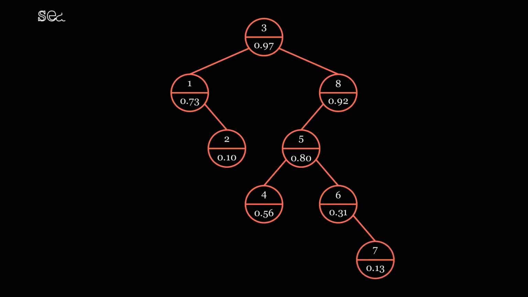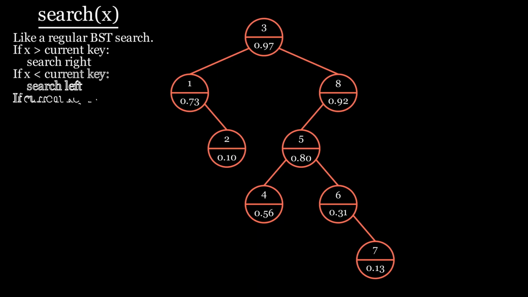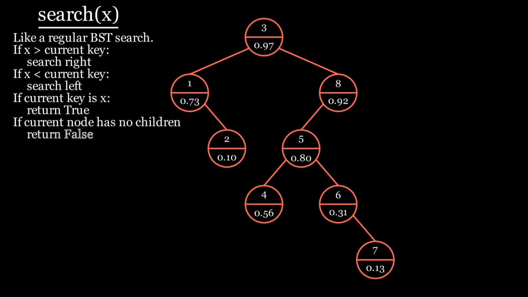Let's take a look at the search function. Searching in a treep is the exact same as searching in a regular binary search tree. You simply start at the root, and if the value you're looking for is greater than the value of the current node, you'll go to the right subtree and search that. If the value you're looking for is less than the value of the current node, then you go to the left subtree and search that. If the value you're looking for is the value of the current node, then congrats, you found it. If you reach a node with no children, and you still haven't found the value you're looking for, then it isn't in the treep.